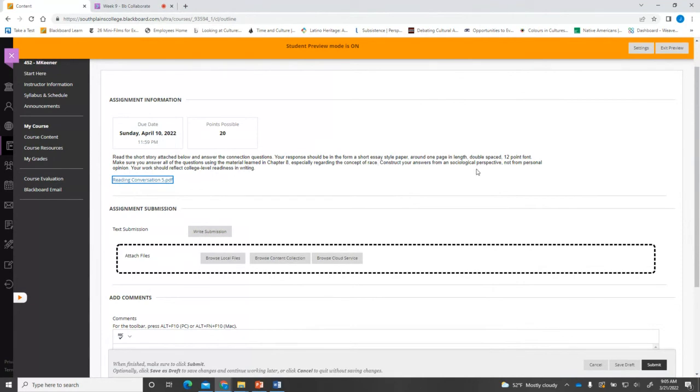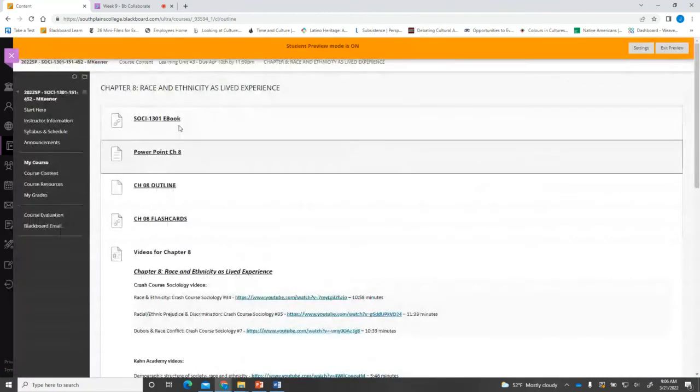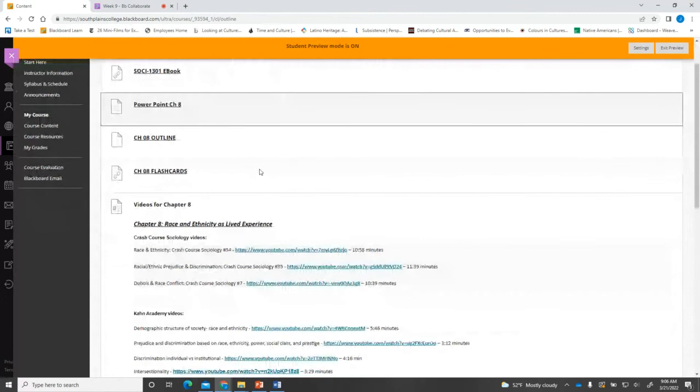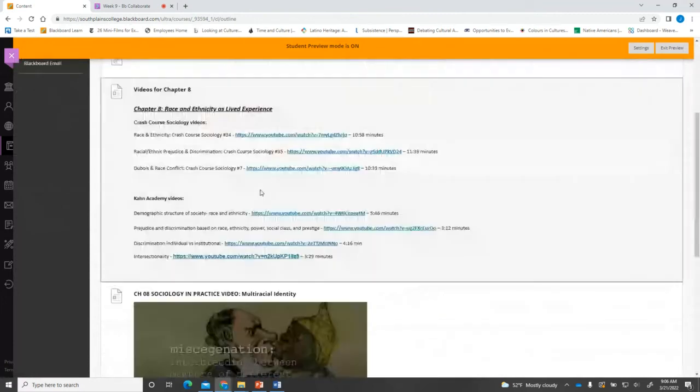And you need to construct your answers from a sociological perspective, not from personal opinion. This is very tough when we're talking about a sensitive topic like race, but this is what I'm asking you to do, okay? So that's your application assignment for chapter 8. Chapter 8 will be about race, okay?